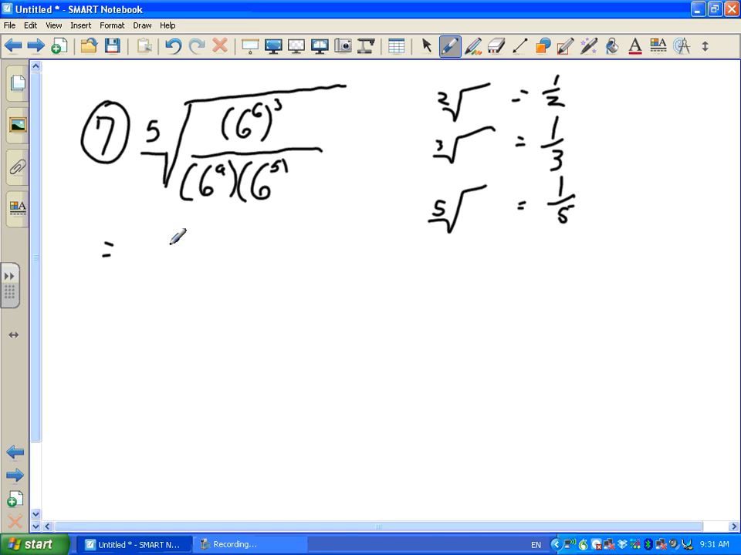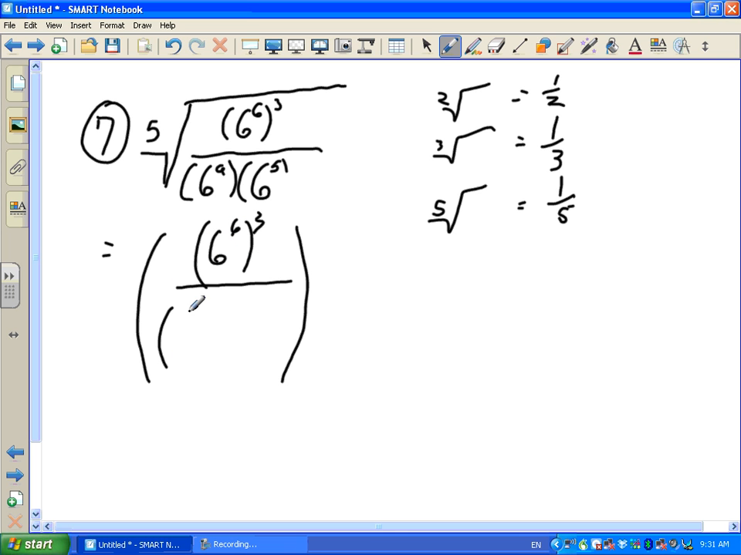So I'm going to rewrite this question with two large brackets on the outside. I have 6 to the power of 6 to the power of 3 over 6 to the power of 9 times 6 to the power of 5. And our fifth root is going to be written as a fraction of a fifth on the outside. Then I'm going to deal with my brackets inside. So the one on top says 6 to the power of 3.